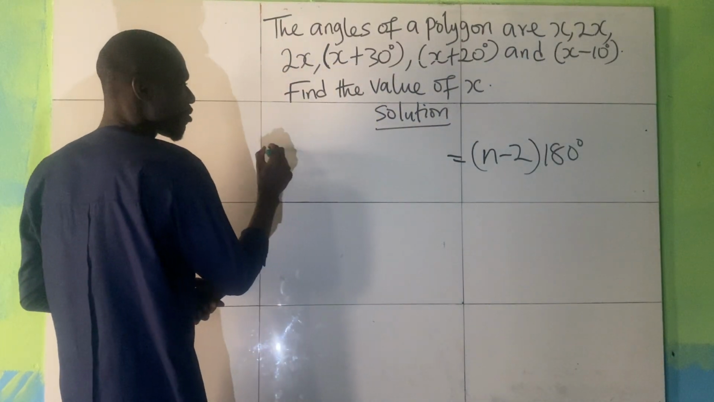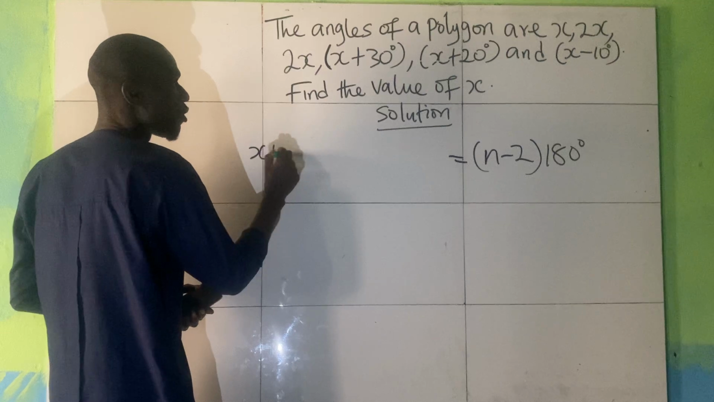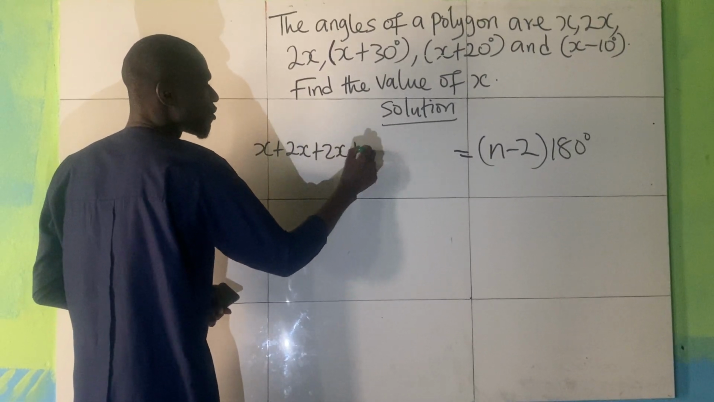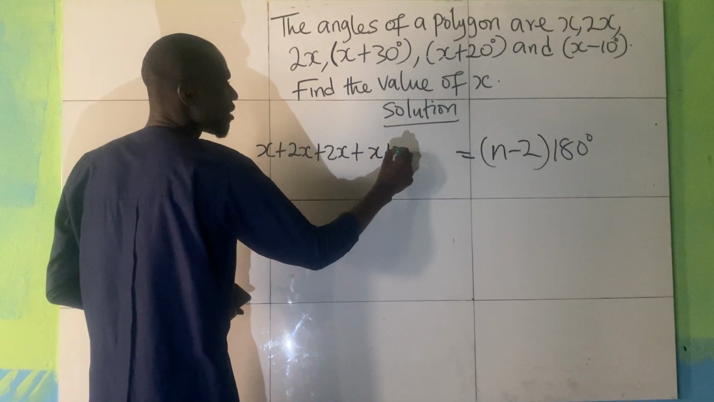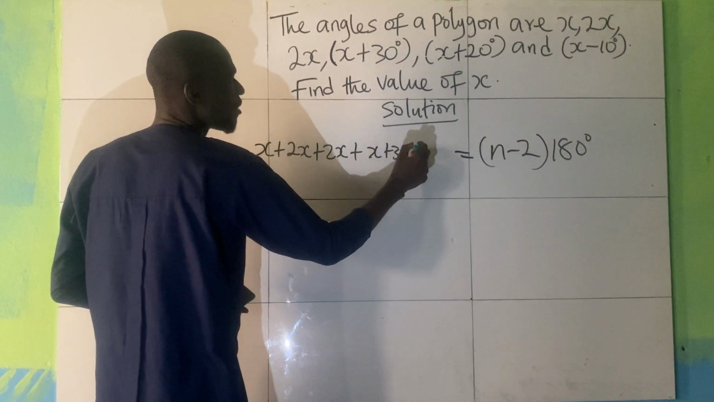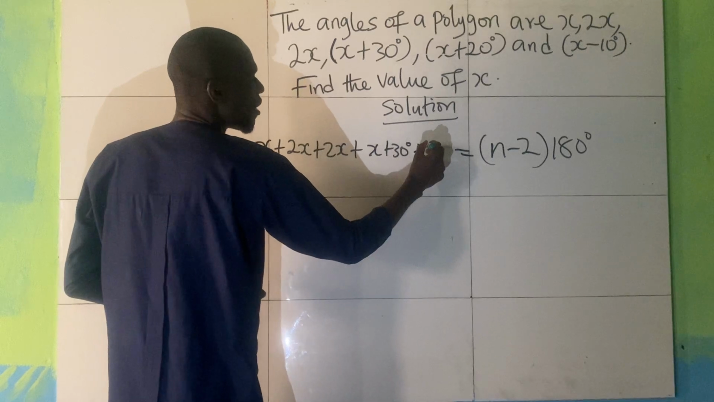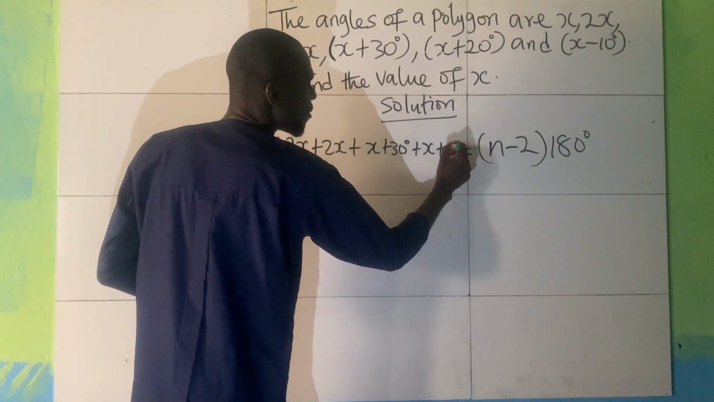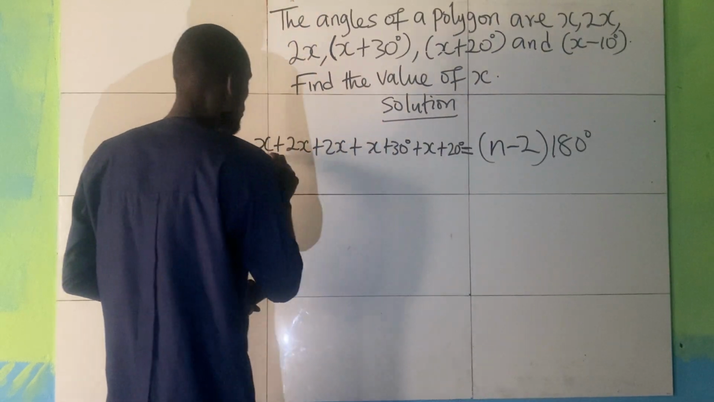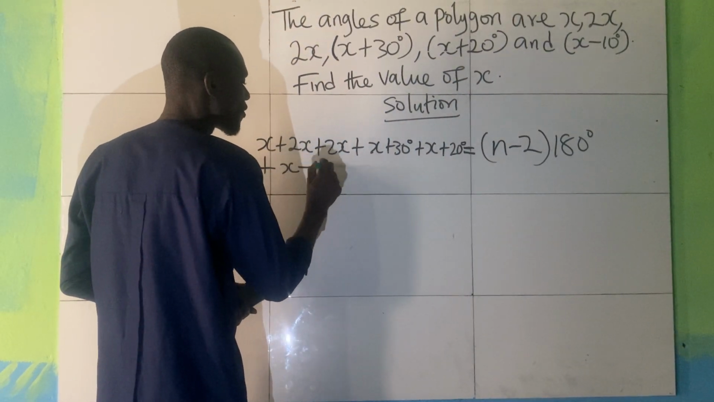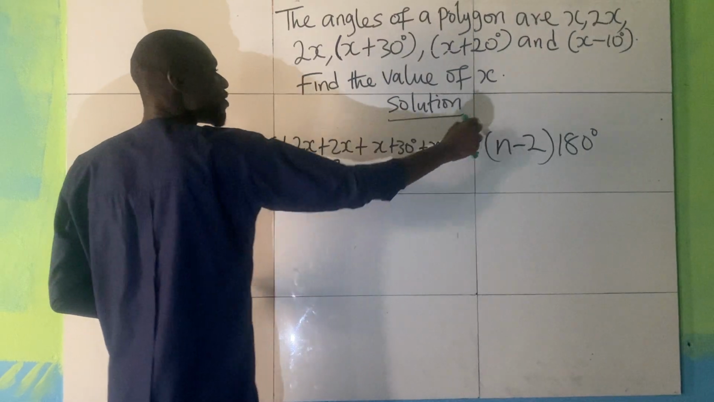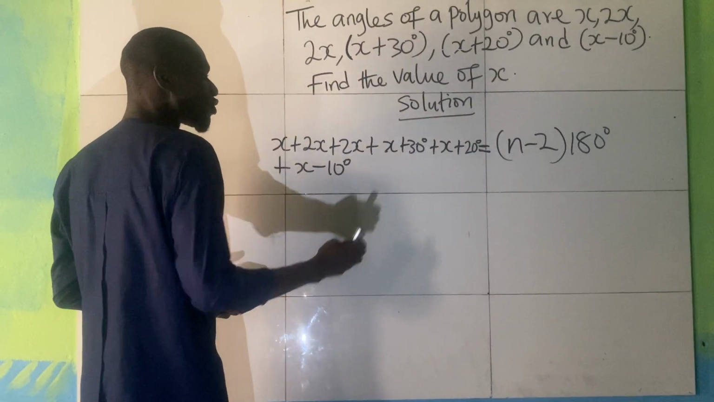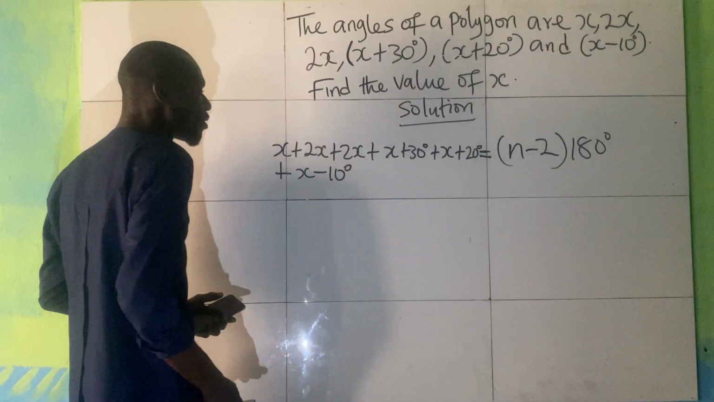It means that we are going to have x plus 2x plus 2x plus x plus 30 degrees plus x plus 20 degrees plus x minus 10 degrees. All of this is equal to what we have there. So now we are going to sum it all.